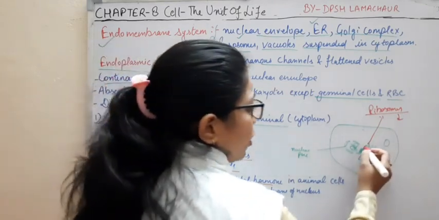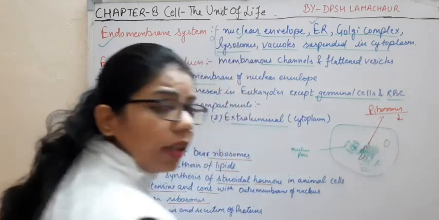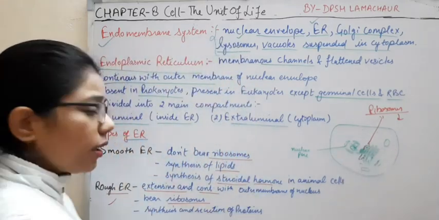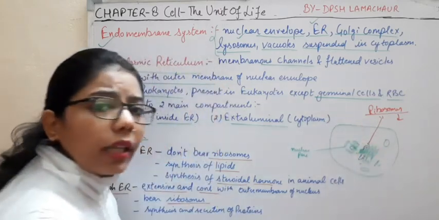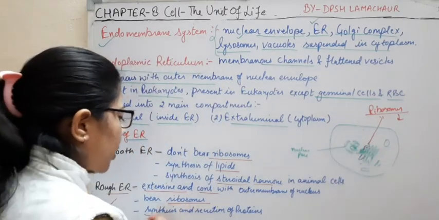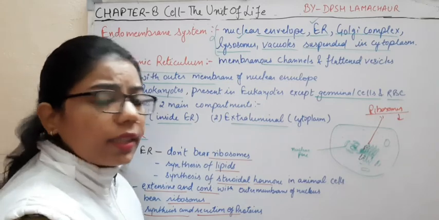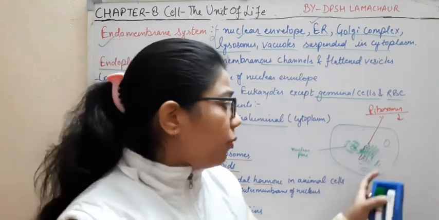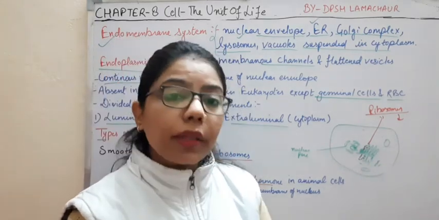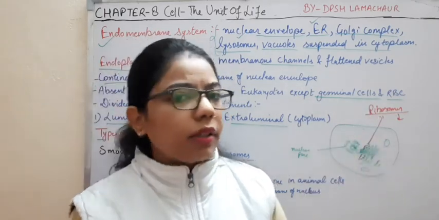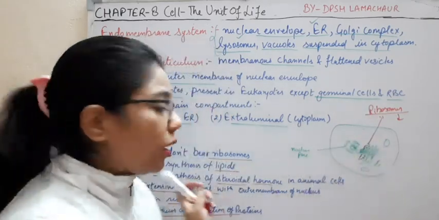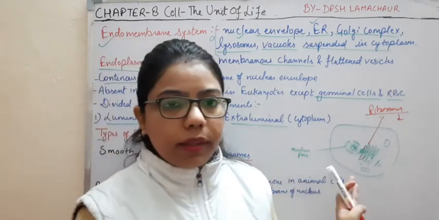That's why I have drawn the ribosomes over here, that ribosomes are present in the rough endoplasmic reticulum which are continuous with the nuclear envelope. Then what is the function? That is synthesis as well as secretion of proteins done by the rough endoplasmic reticulum. What is the reason? Because ribosomes are present, and the function of ribosome is what? The synthesis of protein. Right here.